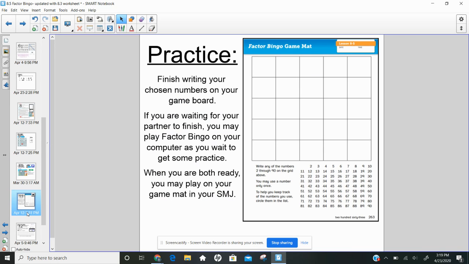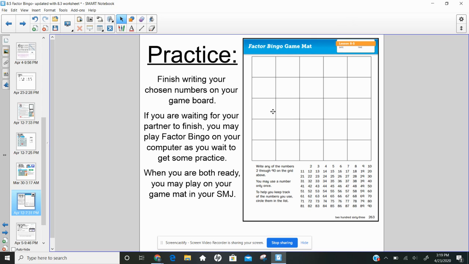Now, if you want to try this on your own and make your own game board, this is what it said in the packet to do. This is something you can play with your family. So it gives you all the numbers 2 through 90 that you could possibly do, and you would get to make your own grid here.